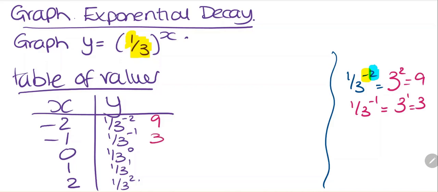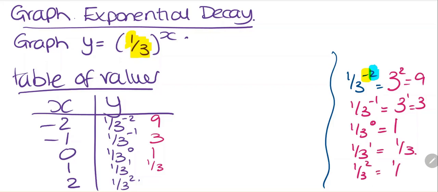So we have a third to the power 0. Anything to 0 will be 1. A third to the power of 1 is just itself, so that will be a third. And we have a third to the power of 2, which will be 1/3 squared, which is going to be 1/9.